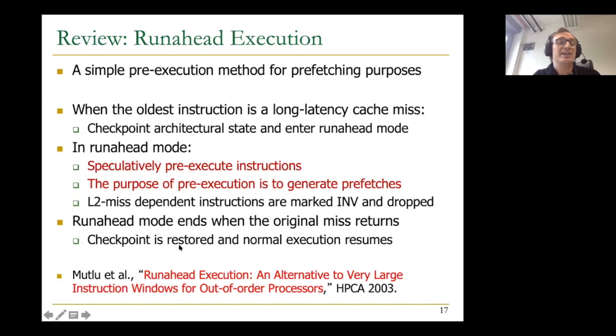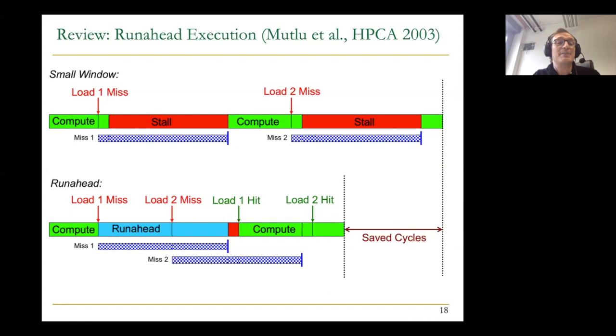Basically, you restore the architectural state of the registers and the program counter, and you continue as if nothing happened. Right? That's the idea. But hopefully something happened. And that something is, while you're in Runahead mode, you generated some miss that you couldn't have reached otherwise if you stalled. And you parallelized those cache misses, one you're waiting for and the miss that you actually reached.